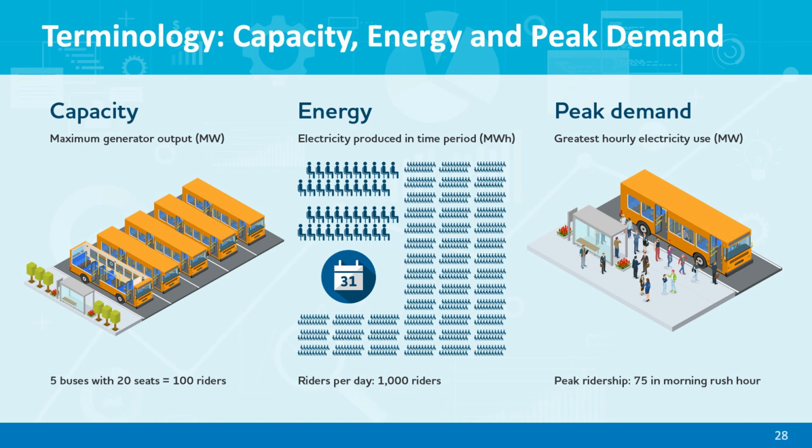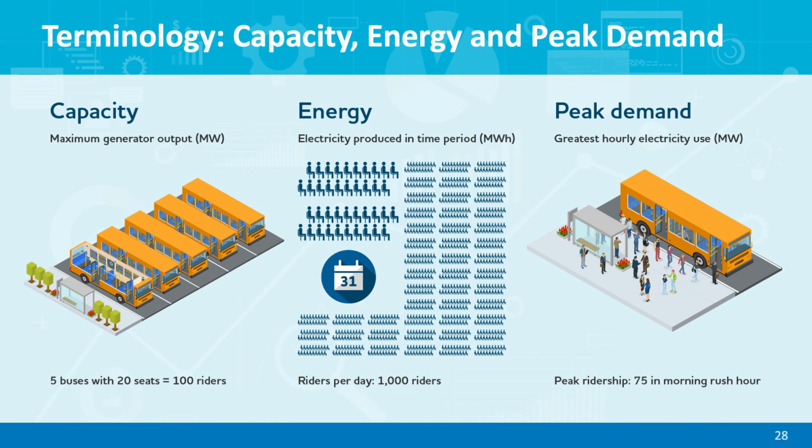All three of these need to work together when planning the electrical system. The system has to have the capacity to meet the peak demand that customers place upon it, i.e. the number of rush hour passengers, and be able to provide energy required throughout the day.